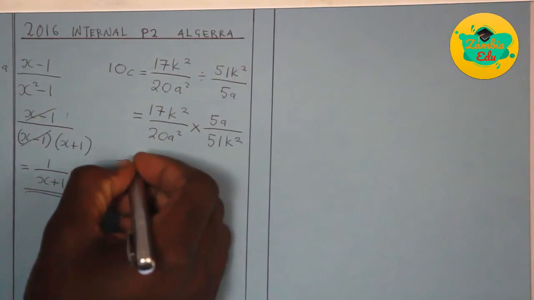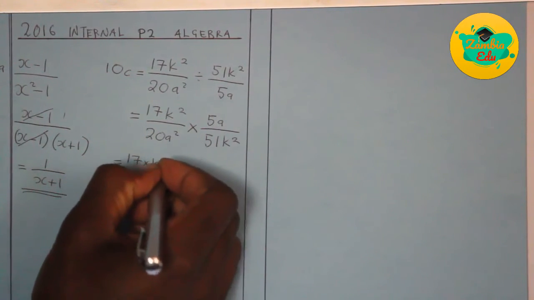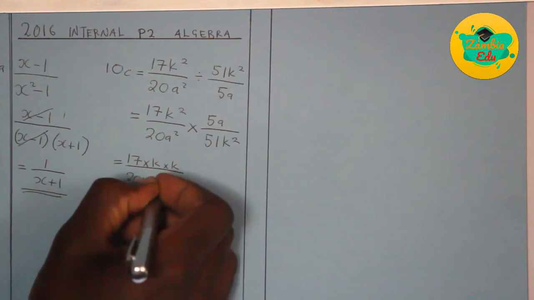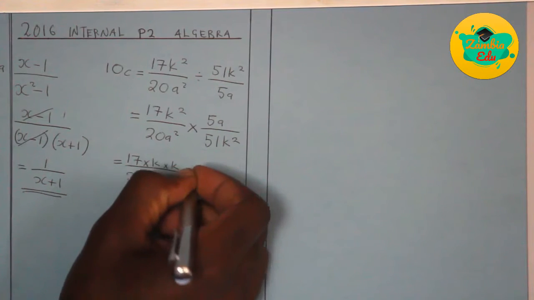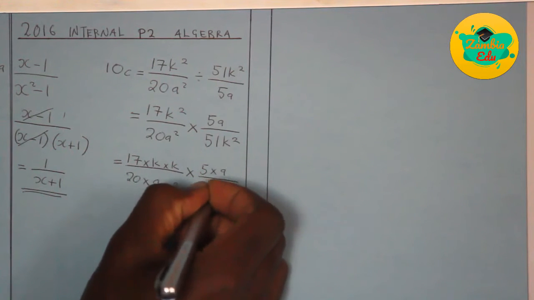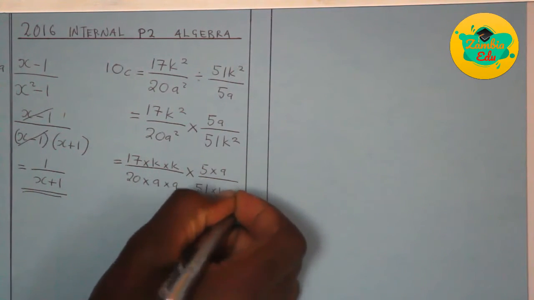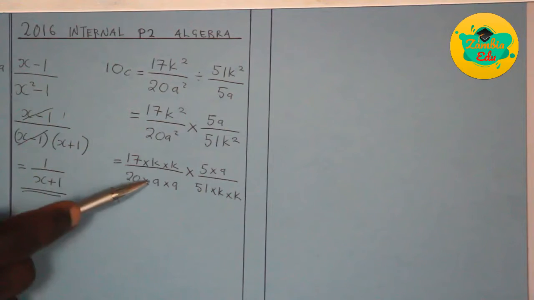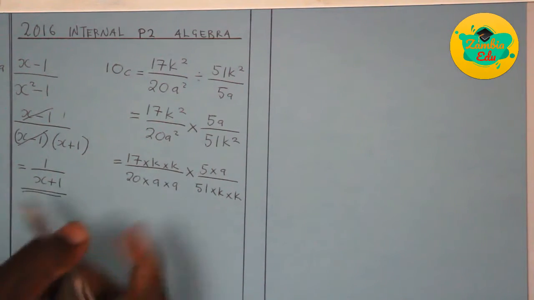So there what we are going to do, it will be 17 times k over 20 times a multiplied by 5 times a over 51 times k times k. So you have that in place. Since you have that in place now, we are going to cancel out what is common. So when we look at what is common there, we check the diagonals. So you check here and there what is common.